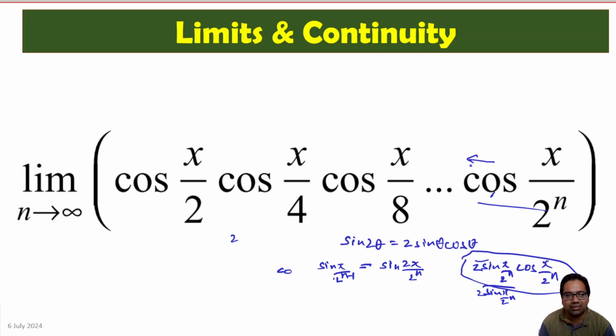What is the term just below this? It is cos(x/2^(n-1)). Again, let us multiply and divide by 2. Now this will again become sin(x/2^(n-2)). That we'll attach with cos(x/2^(n-2)) and multiply and divide with 2 again. So once we start from the very last term and multiply this with sin(x/2^n) and then keep multiplying and dividing with 2, that will compress this entire expression.